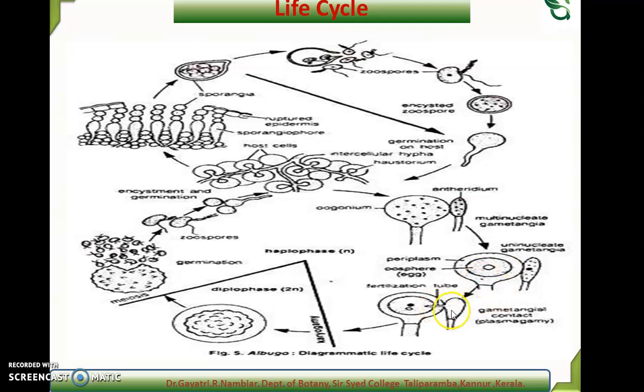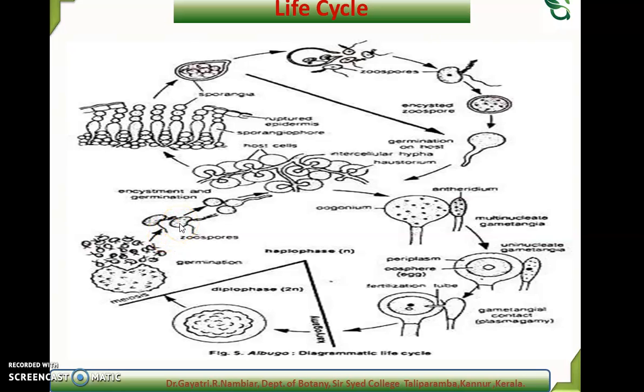The contact takes place by the formation of a papilla, and at the point of contact the wall will dissolve and the male and female gamete will fuse, resulting in karyogamy. The karyogamy results in the formation of diploid zygote or the oospore, and it is the diploid phase in the life cycle. Now the nucleus in the diploid zygote undergoes meiosis resulting in the formation of haploid nuclei. It undergoes repeated mitotic division resulting in the formation of numerous zoospores.